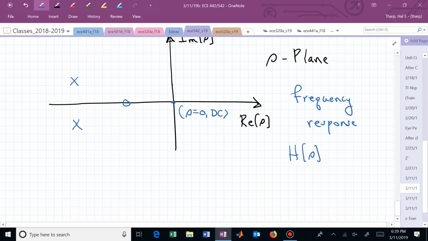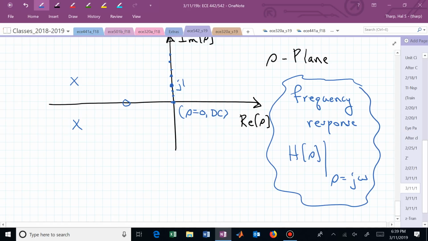I would be right here at J1, and I would evaluate all of these magnitudes and angles at that frequency. So I'm now looking at all of these points along the imaginary axis. I'm evaluating H of s when s is equal to j omega. That's how I get my frequency response in the s domain.